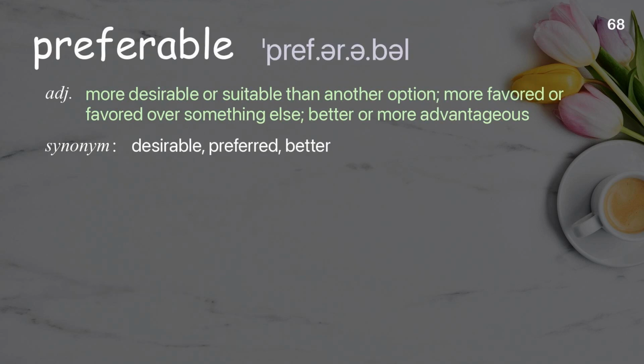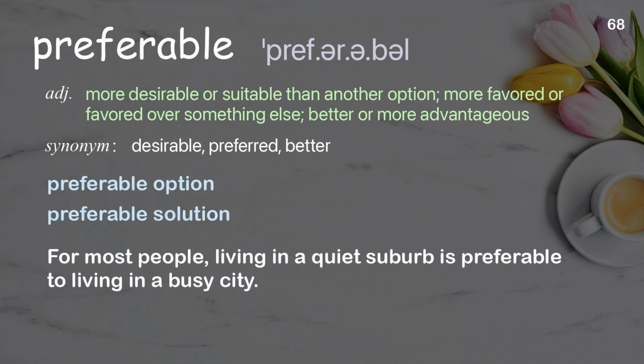Preferable: More desirable or suitable than another option, more favored over something else, better or more advantageous. Examples: Preferable option. Preferable solution. For most people, living in a quiet suburb is preferable to living in a busy city.